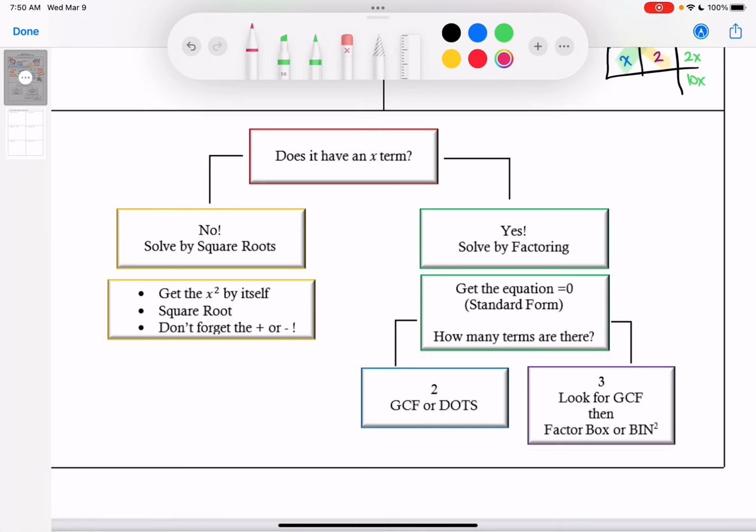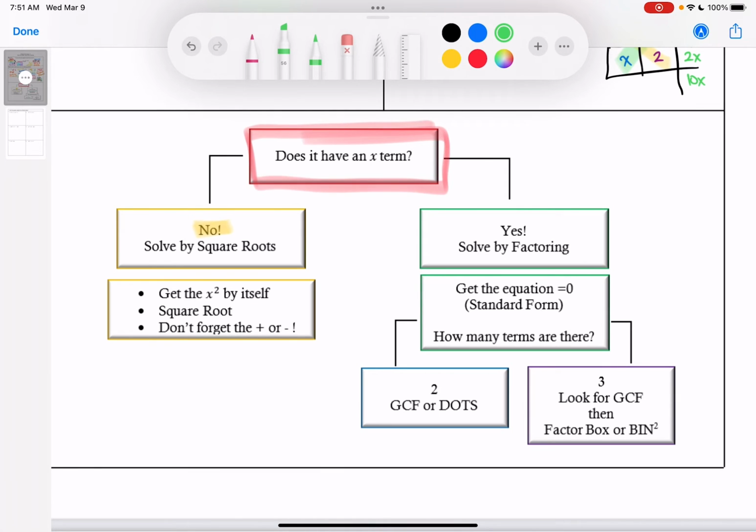So the question is, how do I figure out which method to use? And the big question up at the top, does it have an x term, right? And by an x term, right, the term with a plain x. Okay. So if the answer is no, it doesn't have a plain x term, then I want to solve it with square roots. If I'm solving with square roots, I want to get the x squared by itself. Solve the process, get the x squared by itself, take the square root, but after you take the square root, don't forget the plus or minus.